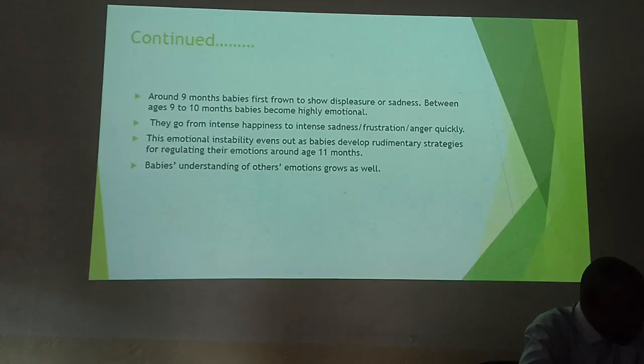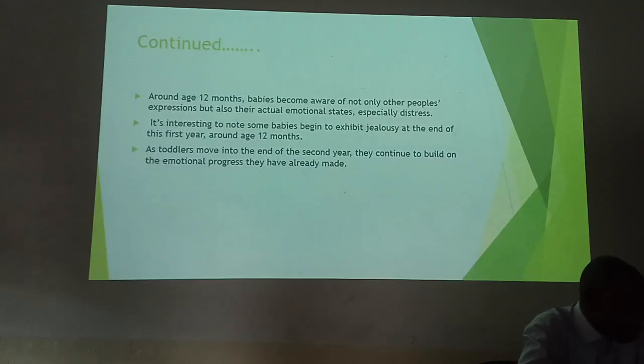Babies' understanding of others' emotions grows as well. Around 12 months, babies become aware of not only other people's expressions, but also their actual emotional states, especially distress. It's interesting to note that babies begin to exhibit jealousy at the end of this first year, around age 12 months. As toddlers move into the end of the second year, they continue to build on the emotional progress they have already made.